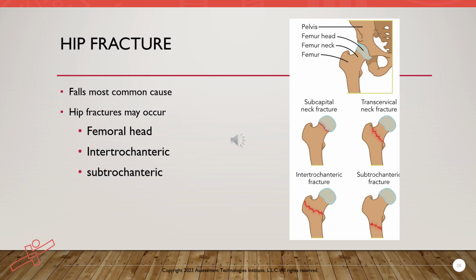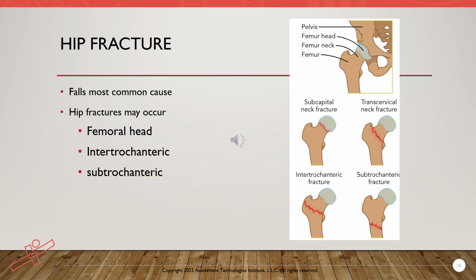Signs and symptoms will be severe hip or groin pain, inability to bear weight. Affected leg appears shortened or externally rotated, bruising or swelling, pain that increases with movement, muscle spasms, limited range of motion. Hip fractures carry high complication risks, especially in older adults.